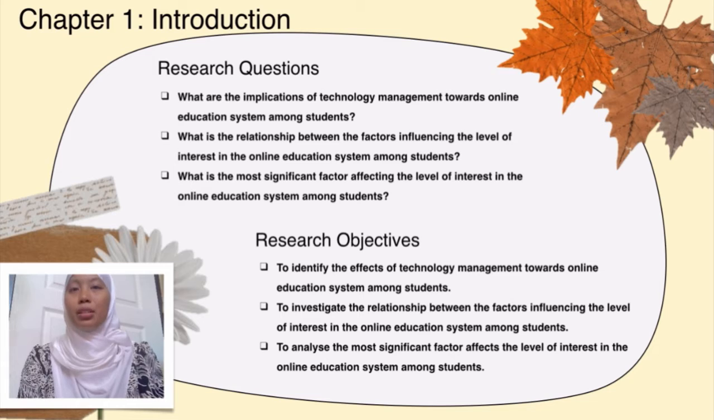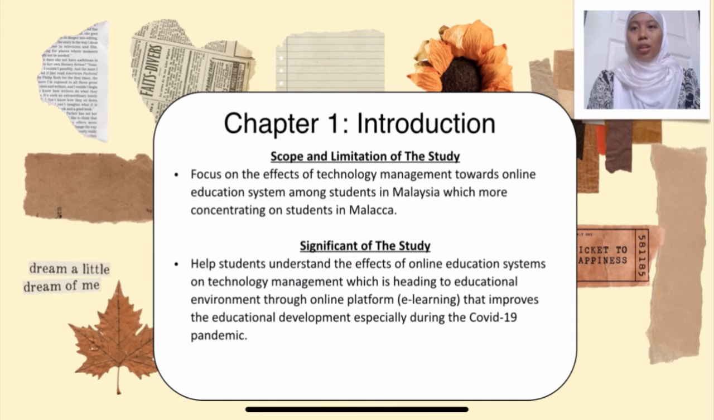Meanwhile, the research objectives were to identify the effect of technology management towards online education system among students. Next, to investigate the relationship between the factors influencing the level of interest in the online education system among students. And the last one, to analyze the most significant factor that affects the level of interest in the online education system among students.